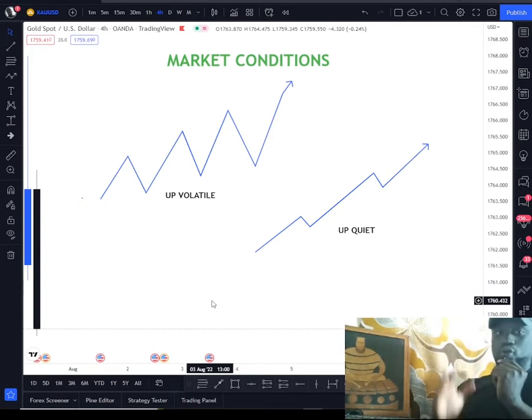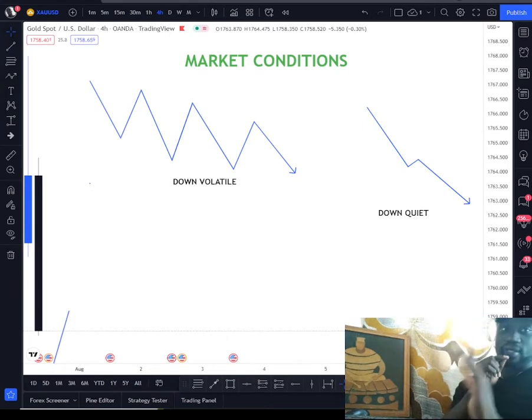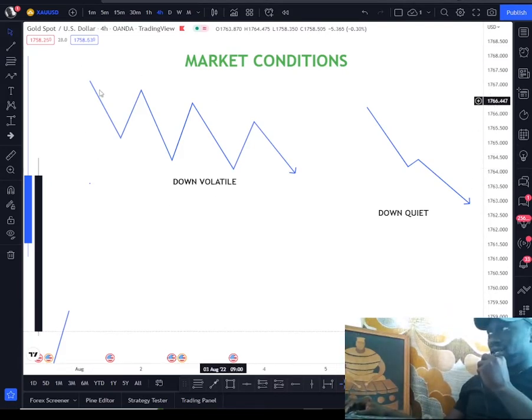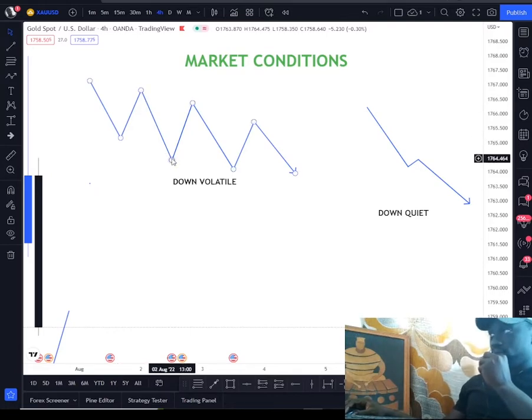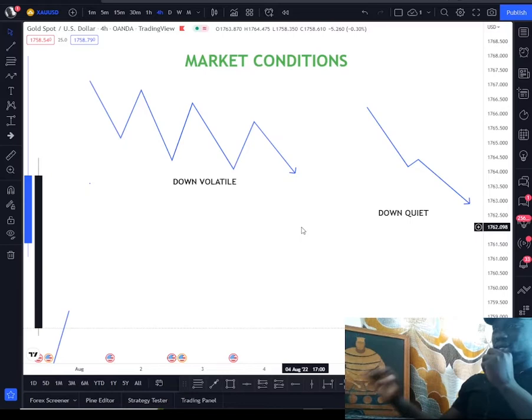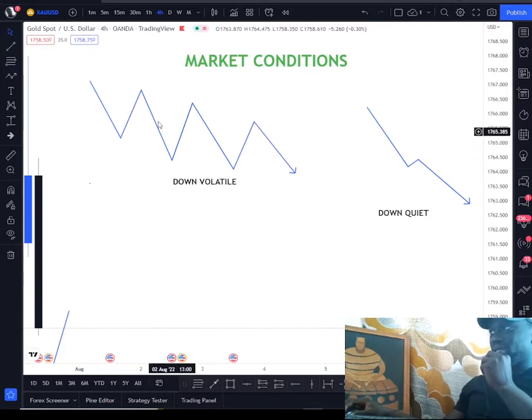So this is just for the uptrend. Now I'm going to show you for the downtrend as well. So for the downtrend, we have 2 market conditions as well, right? We have the down volatile and then we have the down quiet. You can see this is a downtrend, right? The market comes down, retraces, comes down, retraces, comes down, retraces, comes down, right? So this is a downtrend, but it is what? Consolidating or moving in a range, right? It is moving down, but it's moving in a range. So this is called a down volatile, right?